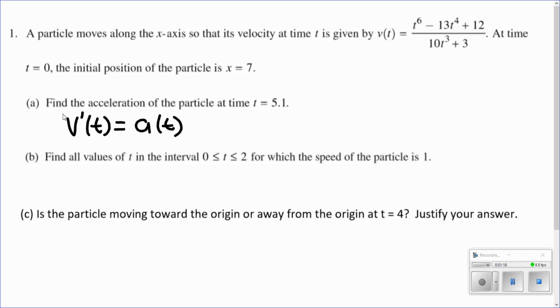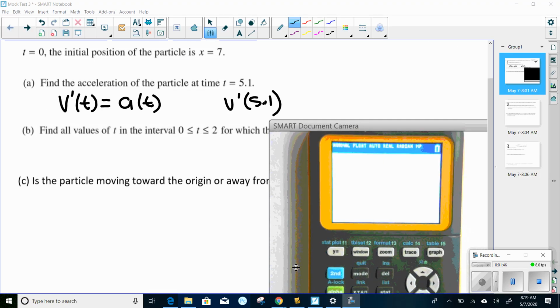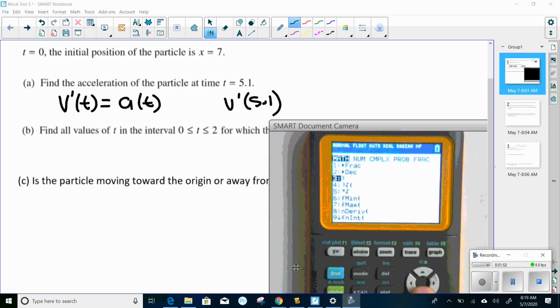Okay. So now I'm going to ask, what is v prime at 5.1? Or in other words, what is the acceleration at 5.1? We're going to grab the calculator and put that in there. Remember, you go to the math menu, you go down to nDeriv, d/dx. Here, I'll put this up on the screen so that you can see what I'm doing. All right, so there's my calculator, and I'm going to go to math and go down to nDeriv d/dx, put our function in there.